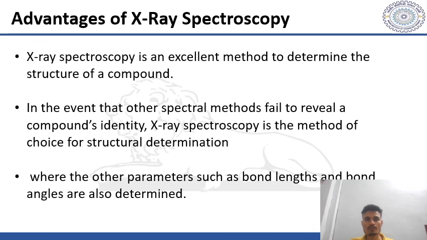Now finally we talk about the advantages of X-ray spectroscopy. X-ray spectroscopy is an excellent method to determine the structure of a compound. In any event that other spectral methods fail to reveal a compound's identity, X-ray spectroscopy is the method of choice for structural determination. Other parameters such as bond length and bond angle are also determined using X-ray spectroscopy.